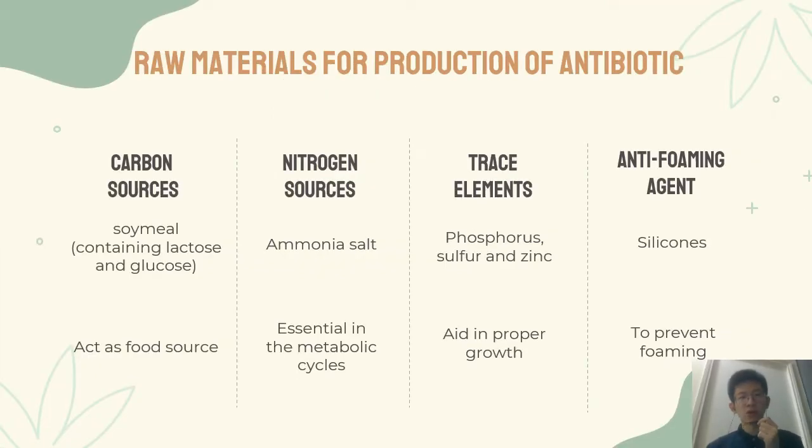The raw material required in production of antibiotic is carbon, nitrogen, and trace element. From carbon sources, soy meal containing lactose and glucose are used as the food sources for the microorganism. Next, the nitrogen sources such as ammonia salt is essential in the metabolic cycle of the microbe. Trace elements such as phosphorus, sulfur, and zinc are needed to help the proper growth of the antibiotic-producing organism. Anti-foaming agents such as silicone may be required to prevent foaming during the production.